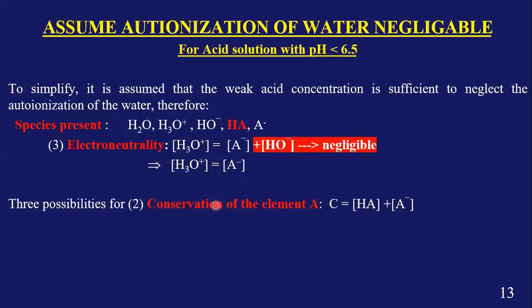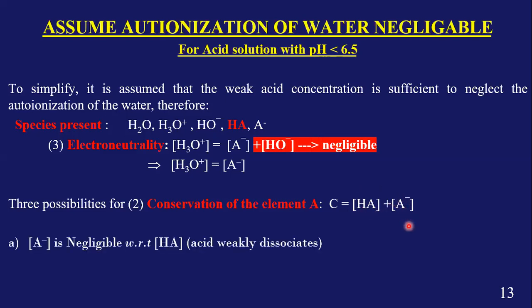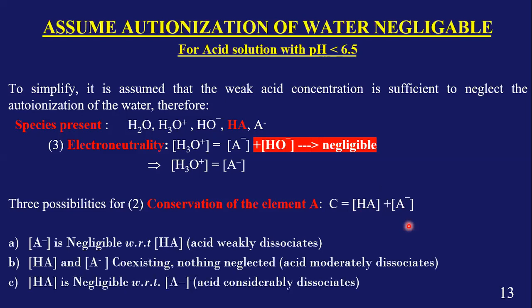Now we have three different possibilities for the conservation of the element C, where the concentration of the acid is equal to whatever form of HA is left over plus whatever A- has been produced. Either HA is greater than A-, or A- is greater than HA, or I can't neglect either one. So either one is negligible or the other is, or neither one is negligible.